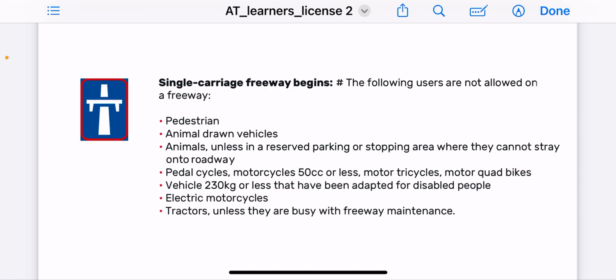So these people who are selling using animals, so animal-drawn vehicles, okay? And then also animals, unless in a reserved parking or stopping area where they cannot stray onto the road. Okay? Pedal cycles, motorcycles 50cc or less, motor tricycles, motor quad bikes. Motor quad bikes, you always take our monies, you go and eat them at the desert. They're driving these motor quad bikes. Not allowed that thing on the freeway.